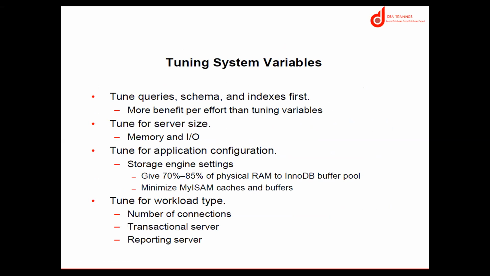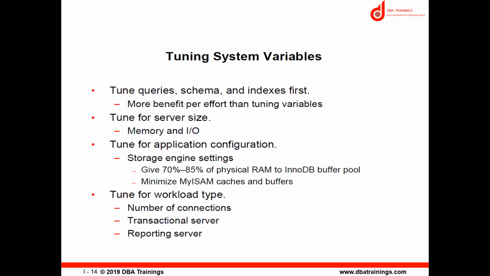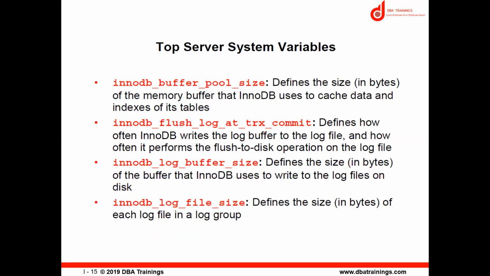So you can do the system variable. You can tune the queries, schema and index first, so more benefit. In short, first query tune, then schema, and then index. Okay. Tune for the server size, so memory, IO, and tune for workload type. So these all you can do.